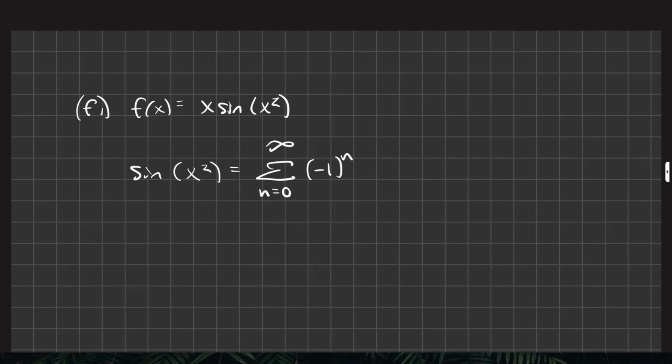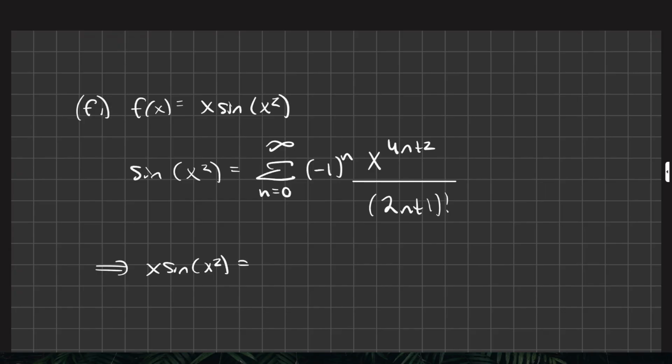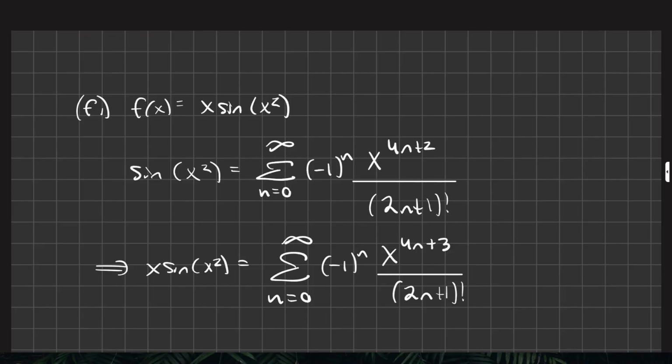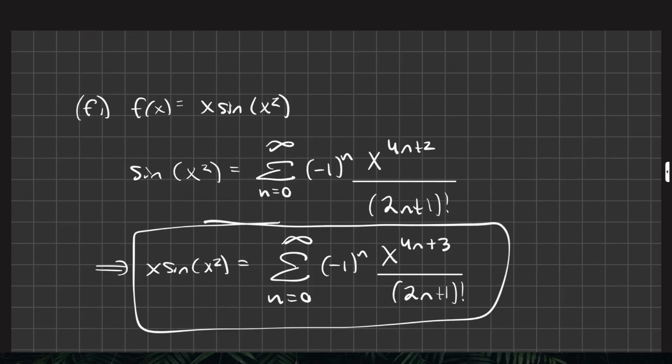And then instead of 2n plus 1, we're going to have x to the 4n plus 2 over, and this still stays the same in the denominator, 2n plus 1 factorial. So this is the power series for sine of x squared. We want x sine of x squared, and so now this is as simple as just shoving that x into the series. So it's n equals 0 to infinity, -1 to the n. This becomes x to the 4n plus 3 after we add that x in, over 2n plus 1 factorial. This doesn't change. Okay, so this is the power series for x sine of x squared.